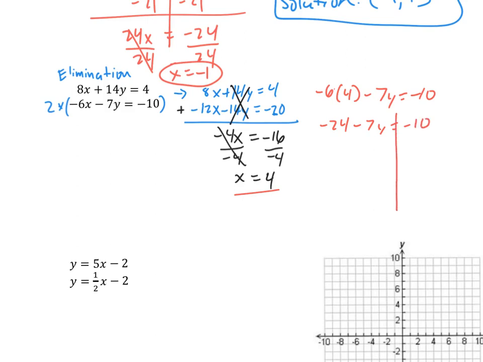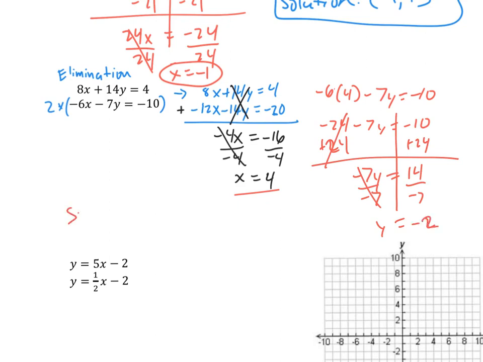And then we can solve for y by adding 24 to both sides. Those will cancel out. We'll get negative 7y equals negative 10 plus 24, which is a positive 14. Divide by negative 7 on both sides. y is equal to negative 2. And then we can write our solution as an ordered pair. And it'll be (4, -2).